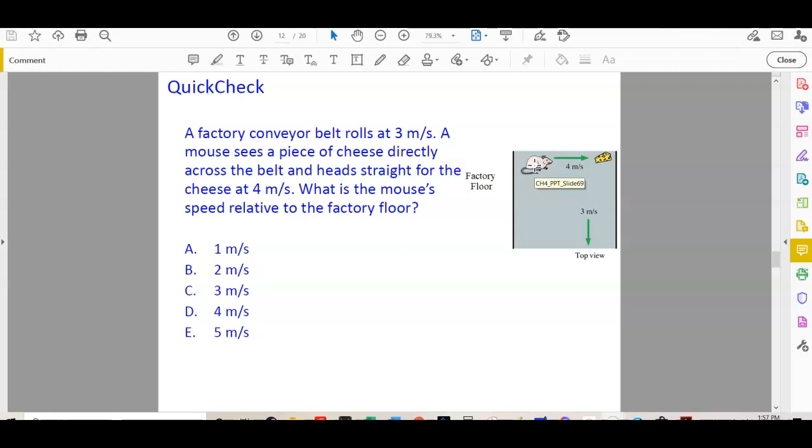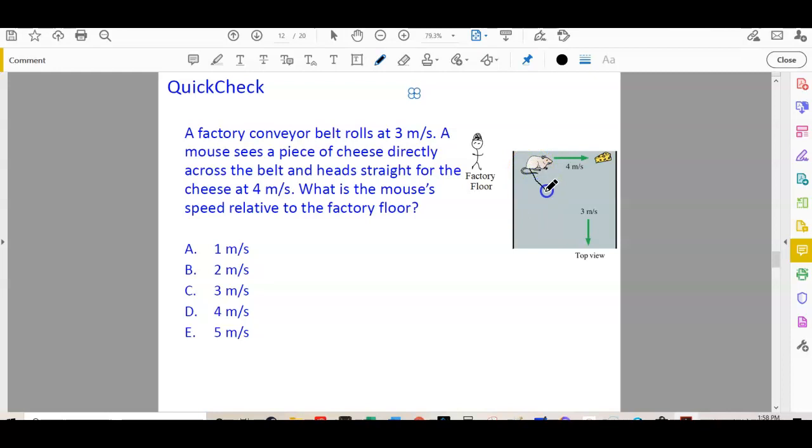Go ahead and pause the video and see if you could figure this out. Okay, so you've paused the video. So the frame of reference is going to be relative to a person standing here on the factory floor. So this is you. You're standing here, and you've got a little hard hat on to protect your noggin. Okay, anyway, you're going to see this mouse moving to the right, but also simultaneously moving down.